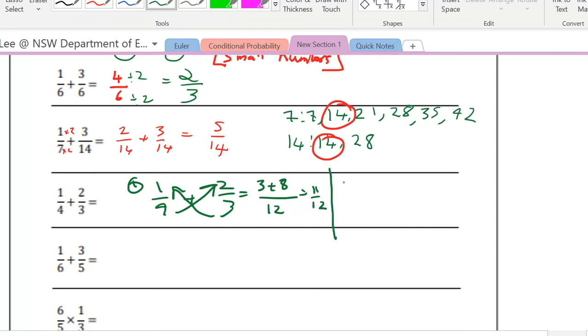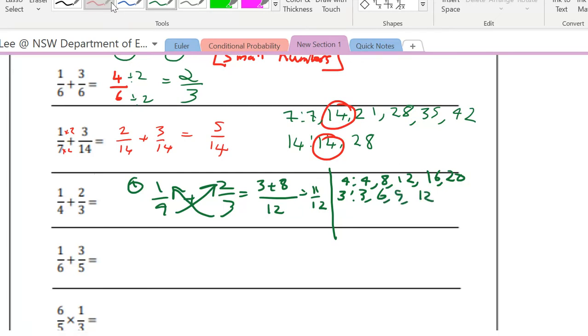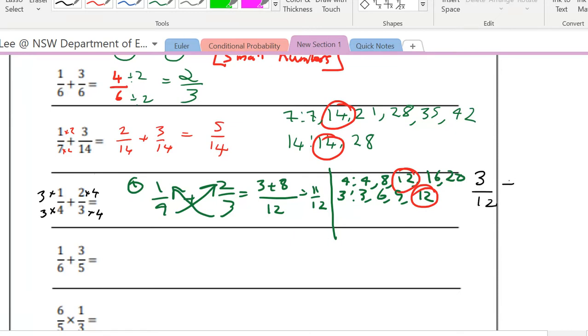Let's use the lowest common multiple method. The multiples of 4 are 4, 8, 12, 16, 20. The multiples of 3 are 3, 6, 9, 12. I think it's pretty clear that 12 is the lowest common multiple. So we need to multiply this by 3 and this by 4. I'm going to do this out here: 3 over 12 plus 8 over 12, 8, 9, 10, 11 over 12. Same answer.